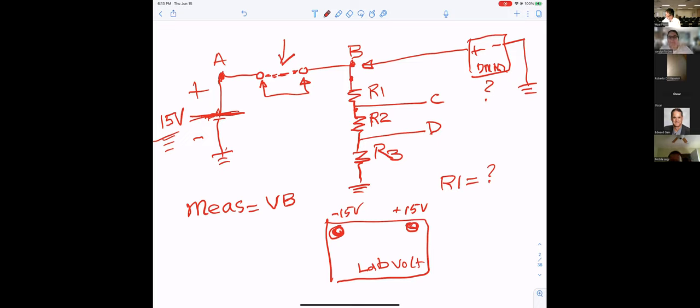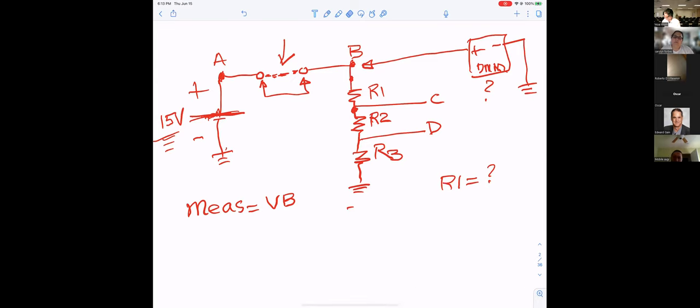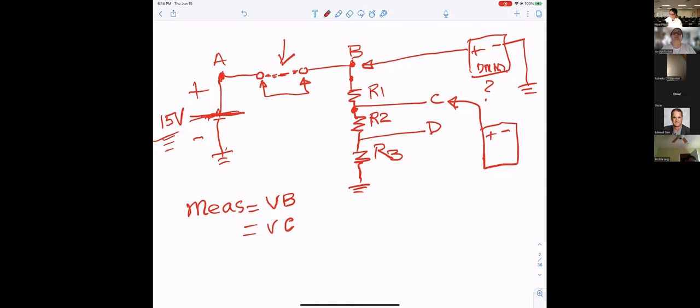Now, if I say they want to measure VC, how do we connect the meter to measure VC? You get the meter, positive, negative. High side connects to C, right. Okay. Low side connects to ground. Exactly. Ground.